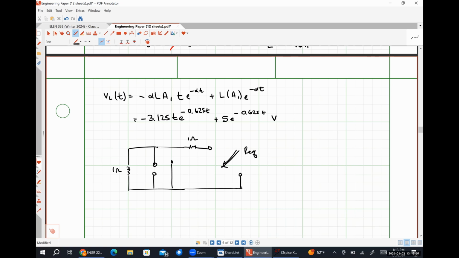I don't fully understand the question. The .IC of UVC, that's initial. Right, so that's the initial condition on the capacitor voltage and the initial condition on the inductor current.